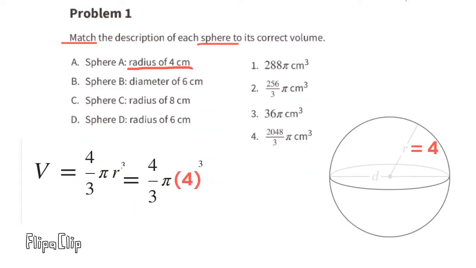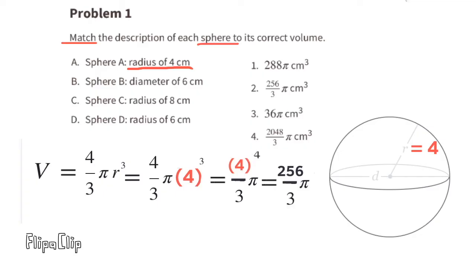We can substitute the r with a 4, and we can rewrite it as 4 to the 4th power over 3 times pi. Since 4 to the 4th power equals 256, we can rewrite it as 256 over 3 times pi. Sphere A matches volume number 2.